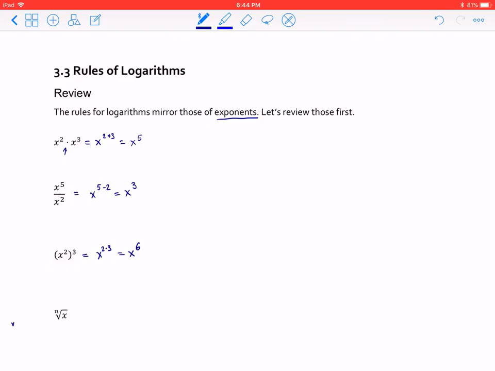And lastly, what if we're looking at the nth root? One way to think about a root is in terms of an exponent. This n right here is referred to as the index of the root, and you could switch this to its exponential form by keeping the base x, which is the radicand or the input to the nth root function, and then you have 1 over n as the exponent. Let's now use these to understand the rules of logarithms.